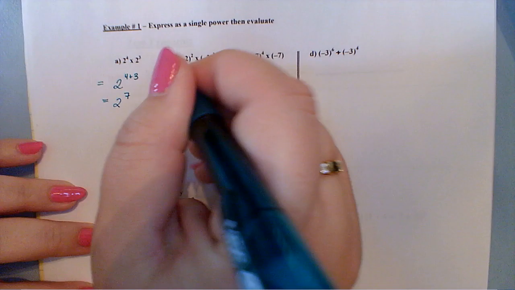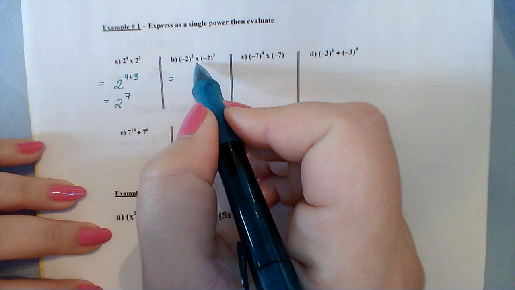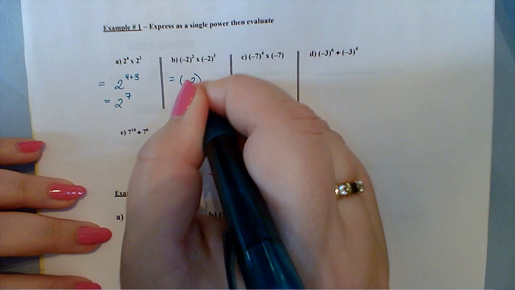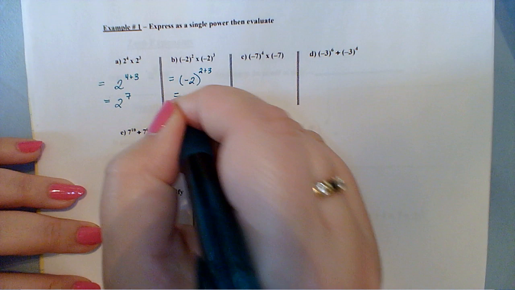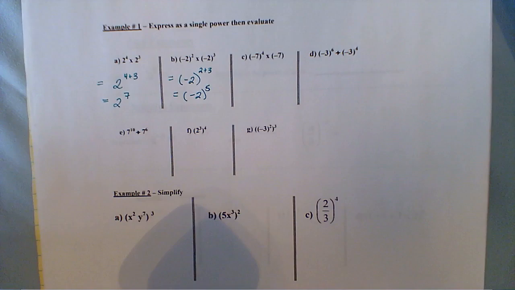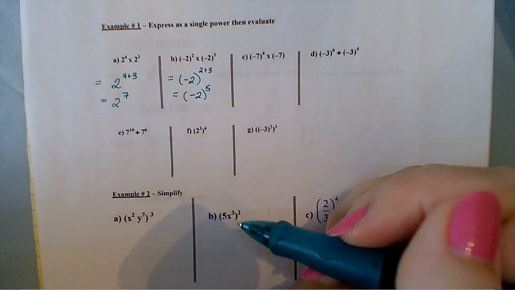In the next case, the base is -2, and we're multiplying in between. So we keep that base of -2, and again, we add those exponents. Notice the use of the brackets. The bracket was important here because it means the negative belongs to the 2. It also gets the exponent.